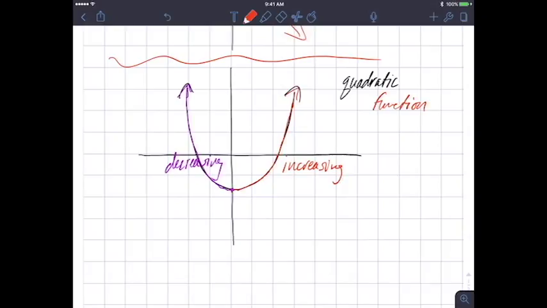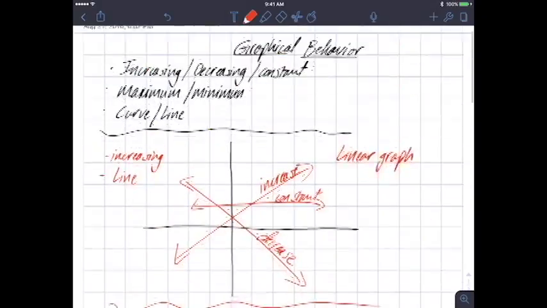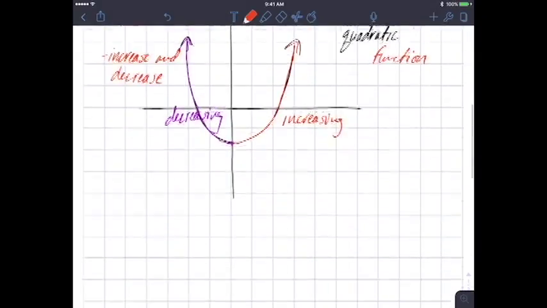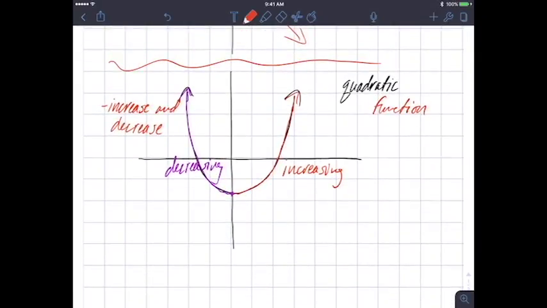Let's write that down. Increase and decrease. Maximum or minimum? So in this case, it does have a minimum right here. That's the minimum point of the graph. It's the lowest point.